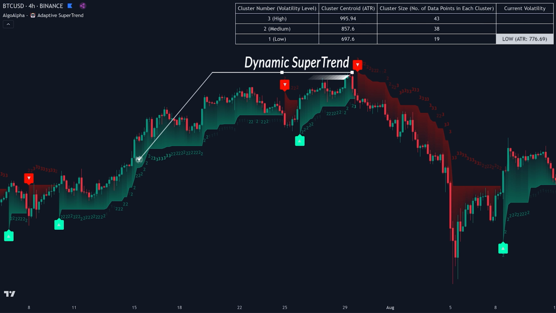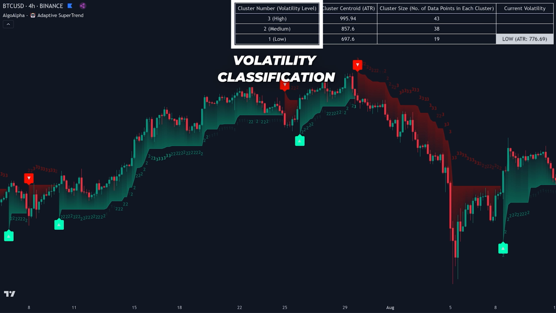Dynamic SuperTrend calculation adapts the SuperTrend line based on current market volatility. It automatically adjusts to reflect changes, helping you get a clearer view of trend strength and direction. Volatility classification uses machine learning to break market volatility into 3 levels: low, medium, and high. This helps you quickly see how volatile the market is and make better trading decisions.